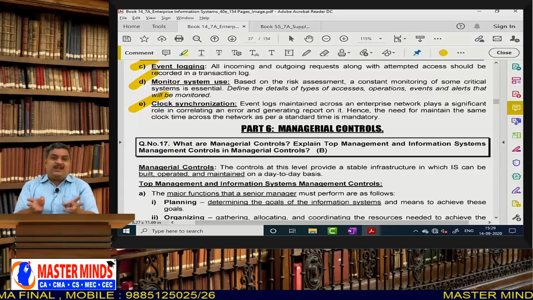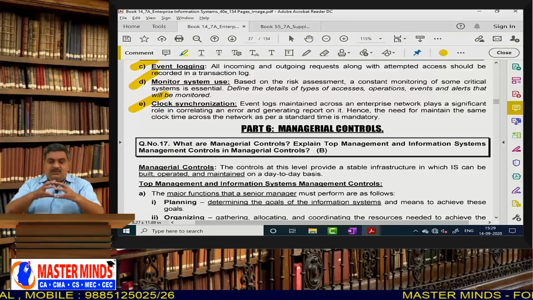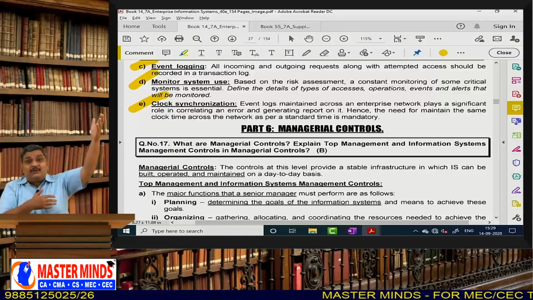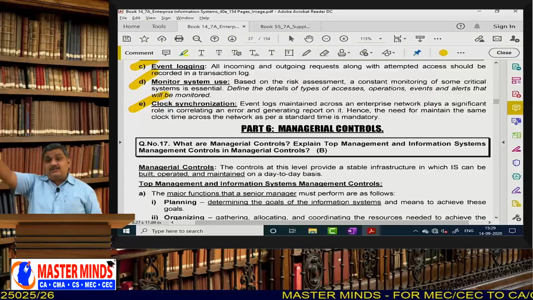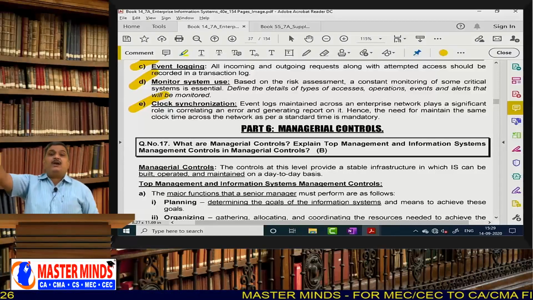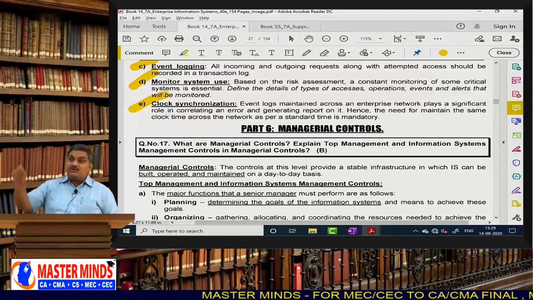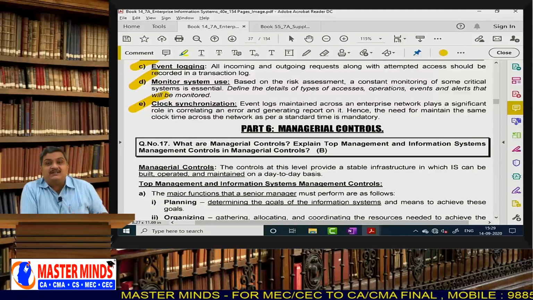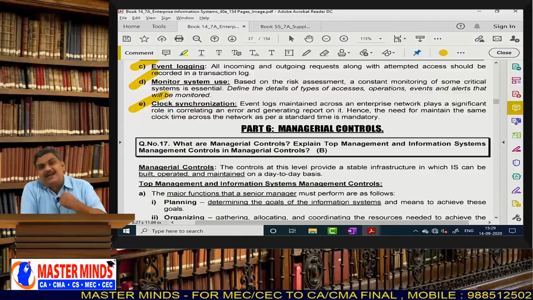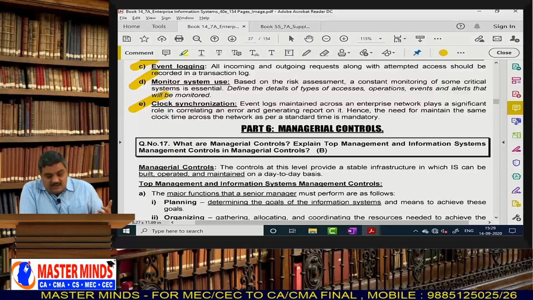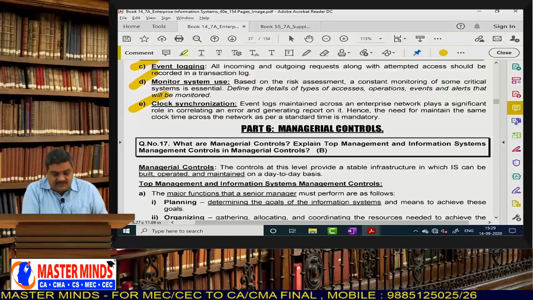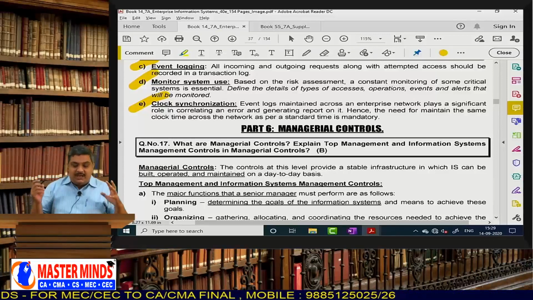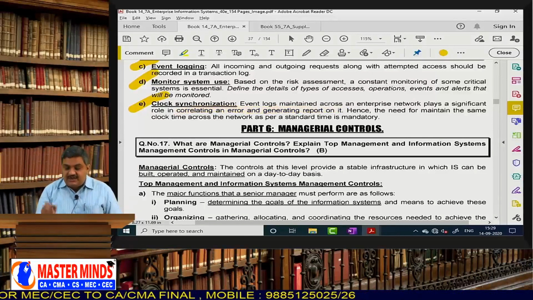So clock synchronization. That means you put all the clocks in a uniform manner. He may access the data from America, but that should get noted in our server according to Indian Standard Time, because we are maintaining the server in India. That means we have to synchronize the clocks and we have to put a timestamp. That is called clock synchronization. Event logs maintained across an enterprise network play a significant role in correlating an error and generating a report on it.